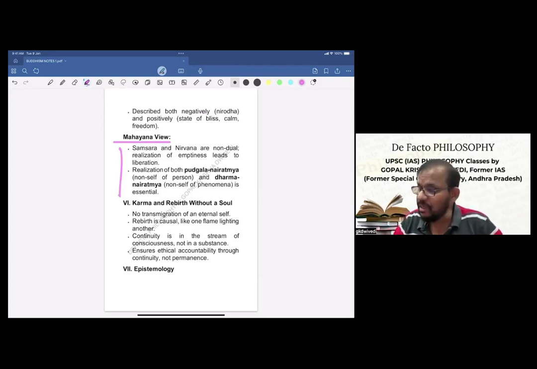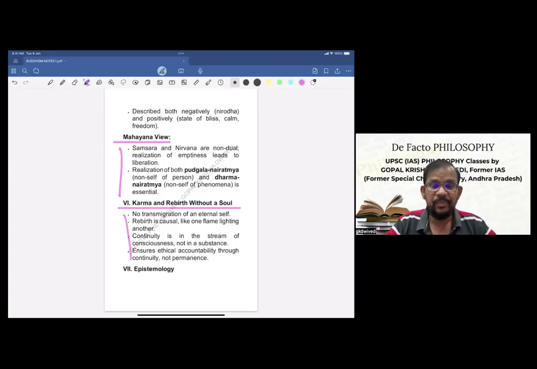Then Buddhism also talks about karma and rebirth without a soul, because as we have seen, the soul is a bundle of five skandhas only, and there is no permanent soul. That is the Buddhist doctrine. So Buddhism says no transmigration of an eternal self happens here. Rebirth is causal, like one flame lighting another. This is the concept of rebirth they have given. Third, continuity is in the stream of consciousness and not in substance. As we were saying earlier, substance is not continuous, but only consciousness is continuous. It ensures ethical accountability through continuity of consciousness and not permanence. So this is basically the karma and rebirth theory of Buddhism.